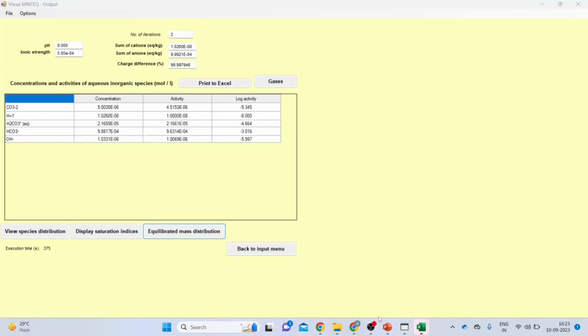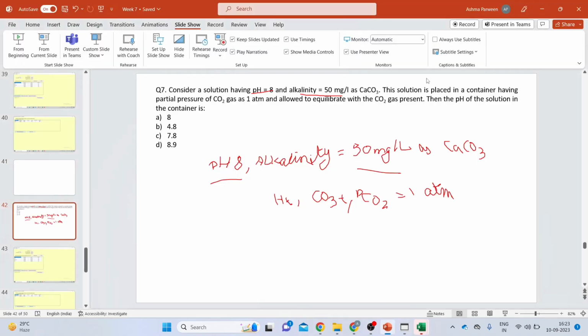So let's see what is the second part of this question. Now we are placing this solution in a container having partial pressure of CO2 as 1 atm. So in the second part of running the MINTEQ, we will specify the total carbonate and total H that is present in the system. We will add the gas CO2 with 1 atm as partial pressure, and again we will run the MINTEQ and finally we will get the pH of the solution.